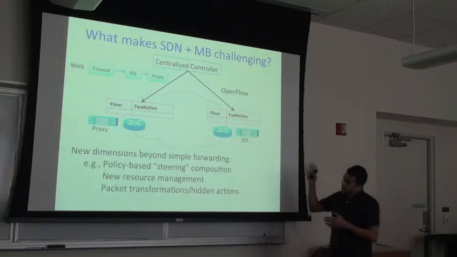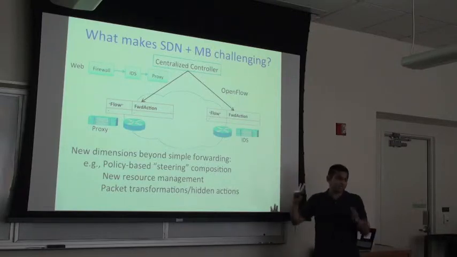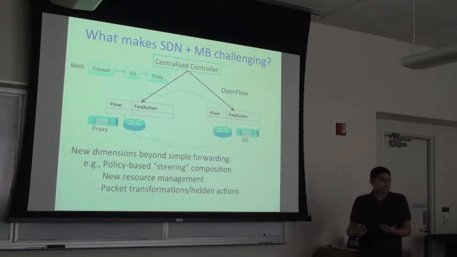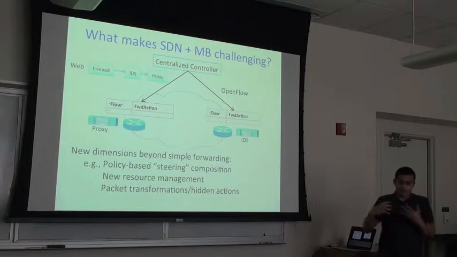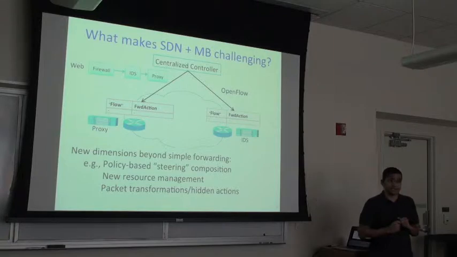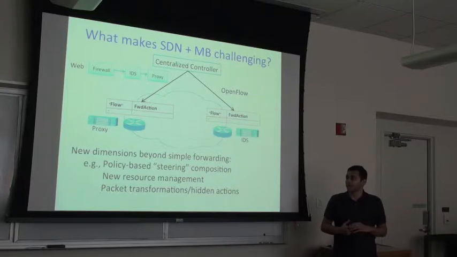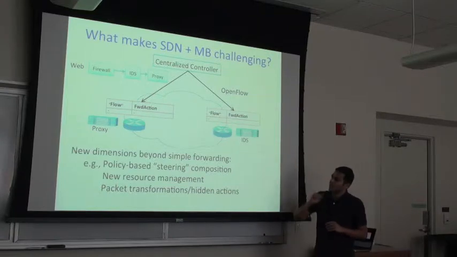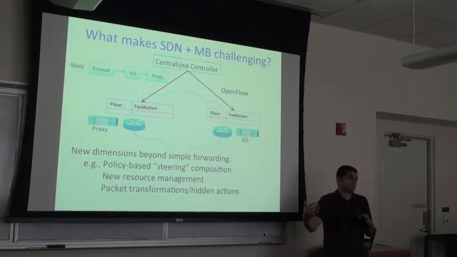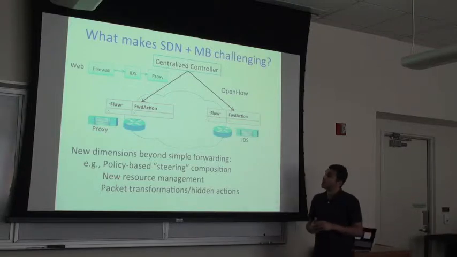So at a high level, what makes this problem hard or interesting or challenging is that these boxes, like a proxy or an IDS, introduce new dimensions to SDN that are not quite traditional routing and forwarding. Our current focus in SDN has mostly been access control, routing, forwarding, very canonical network functions. But these boxes are introducing new dimensions that go beyond those traditional functions. For example, you have this requirement of policy-based tiering. In the application world they call it service chaining; we call it steering or policy composition.